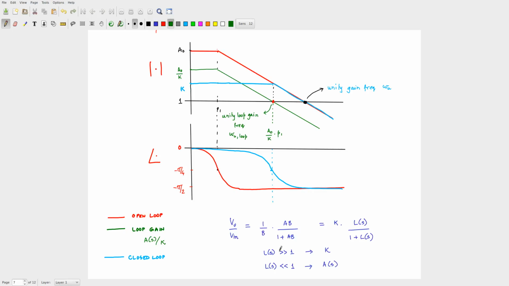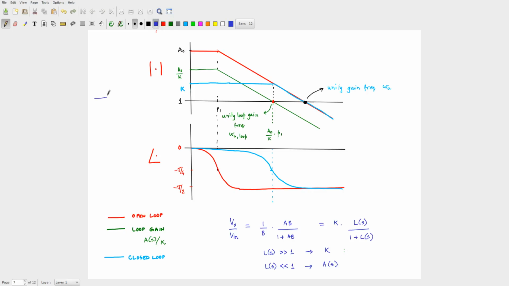What does this situation where L of S greater than 1 mean? I'll give you a noun, give me an adjective for it. I want you to tell me how much feedback there is in the system. The amount of feedback is the quantity. Tell me high or low. In the case of L of S being greater than 1, is the feedback high or low? High, right?